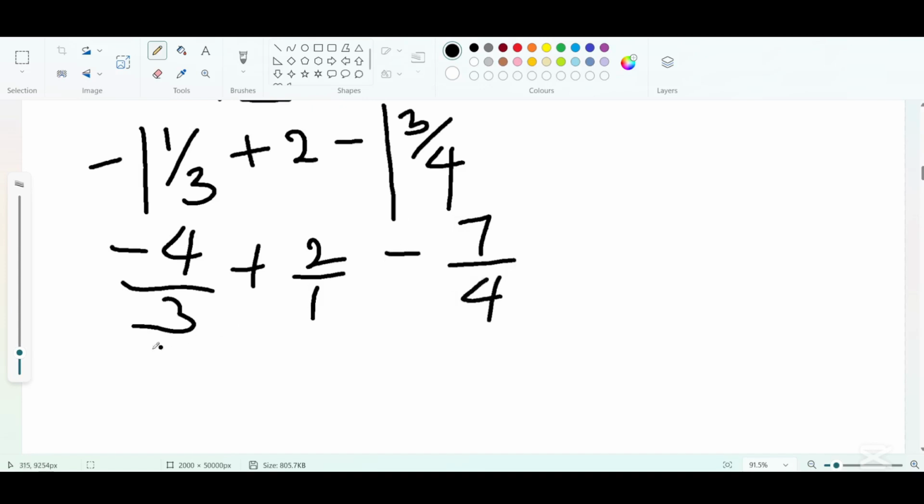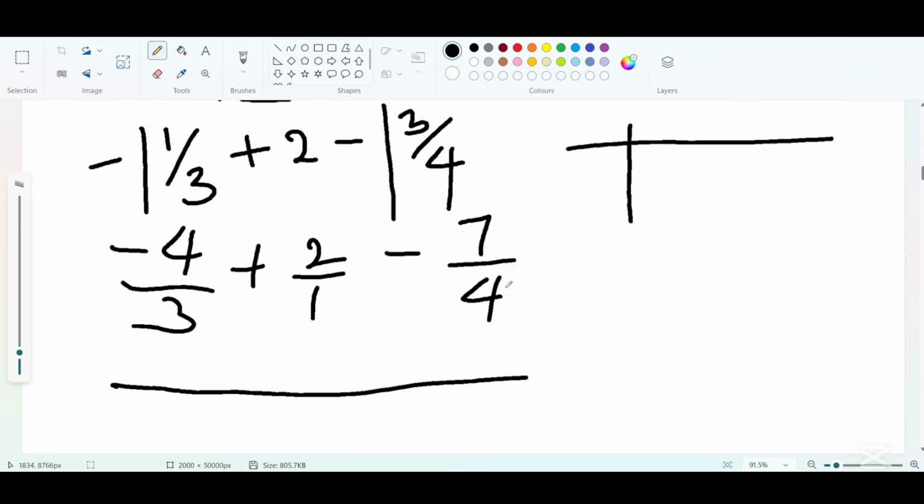So at this point, we find the LCM of these numbers. And of course, when we find the LCM of 3, 1, and 4, we do not need to take 1 into cognizance, because we don't need to find the LCM of 1.